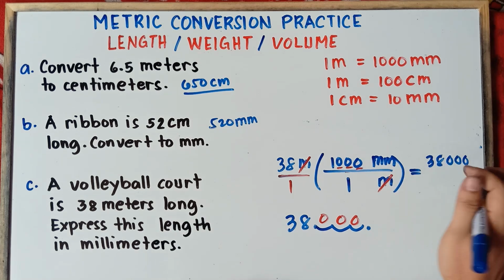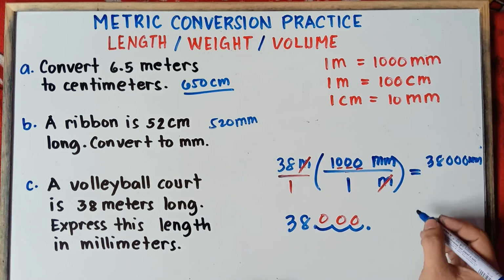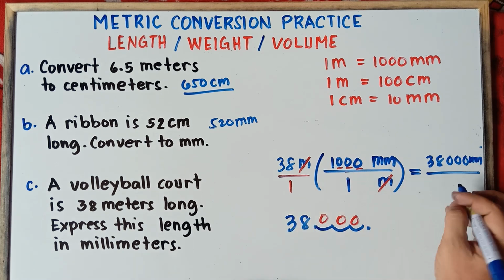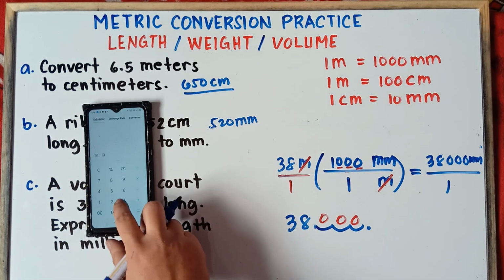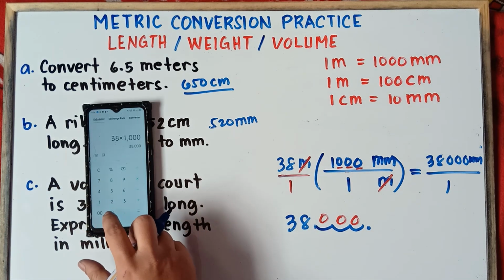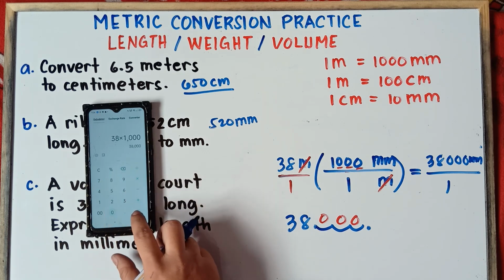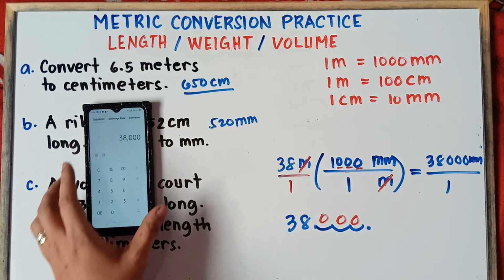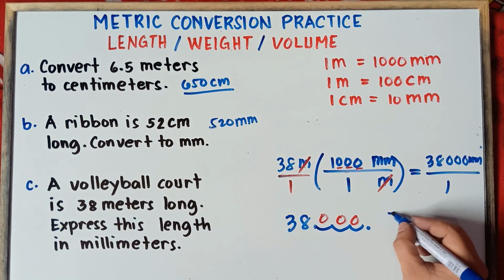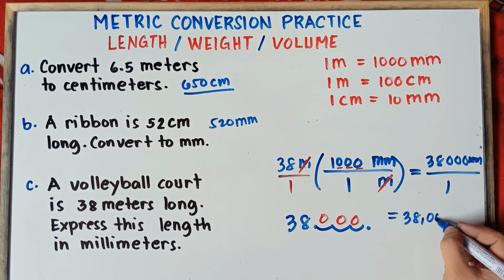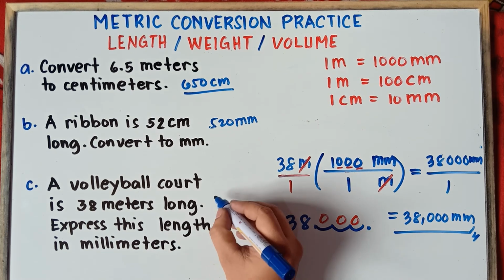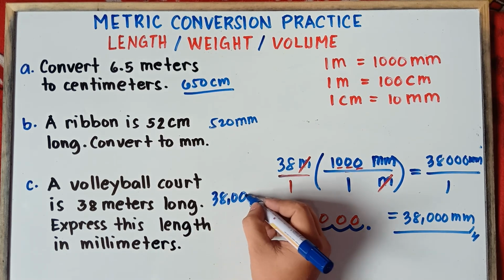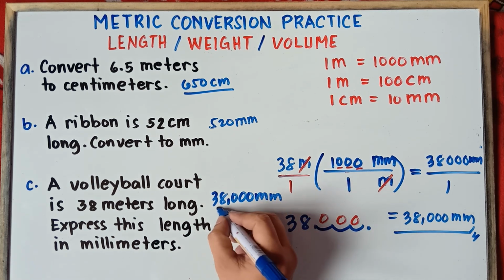So, 38,000 millimeters. 1 times 1 is 1. But if the teacher allows you to use a calculator, class, very easy. 38 times 1,000, I'm sure you will have the same answer, 38,000. Then 38,000 divided by 1, the answer is 38,000. Do not forget the units, class, millimeters. That's it, class. That's the answer for letter C: 38,000 millimeters. All set for the length.